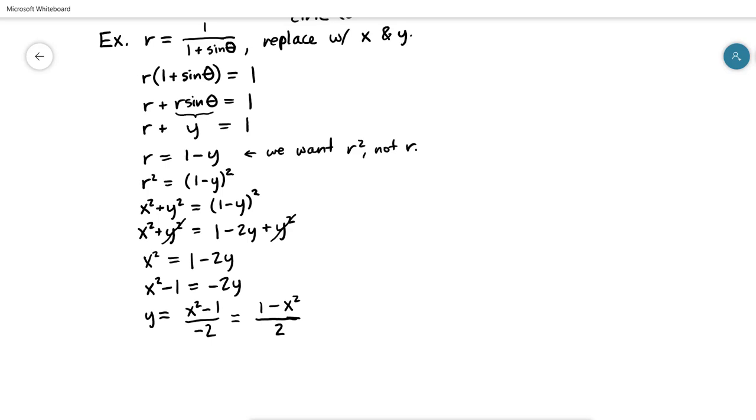Okay, hopefully this gives you a good sense of how you can work with some of these problems, and we'll look at some more similar related problems in the next section where we're really going to focus on graphing.